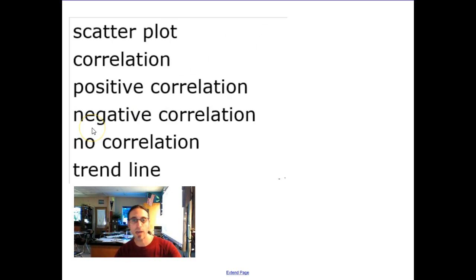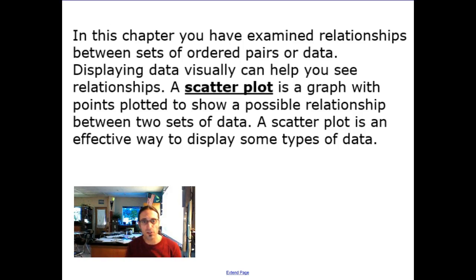There's a lot of vocabulary again, and we're going to work our way through it. Again, math is about vocabulary, so we want to understand what these things mean. So the first thing to note is a scatter plot is a way to display a relationship. Technically, a scatter plot is a graph with the points plotted to show a possible relationship between two sets of data. Sometimes we think of it as independent and dependent, X and Y.